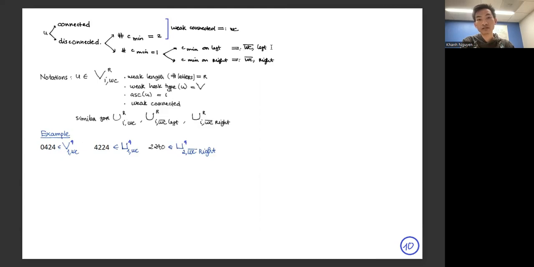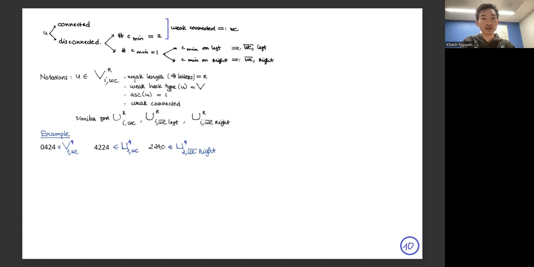So for the first case, I call the class not weak connected, and I put left because sm is on the left side of the hook form. And in the last case, I call it not weak connected, and I put right because sm is on the right side of the hook form.